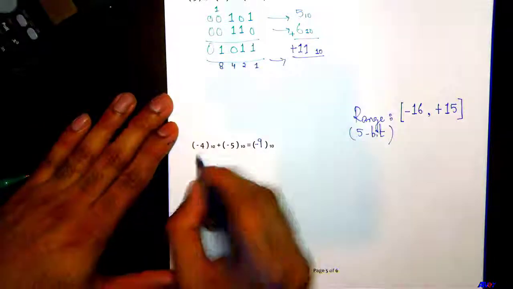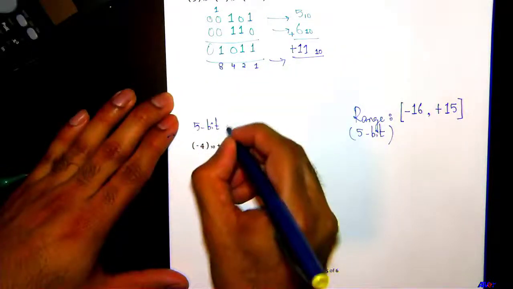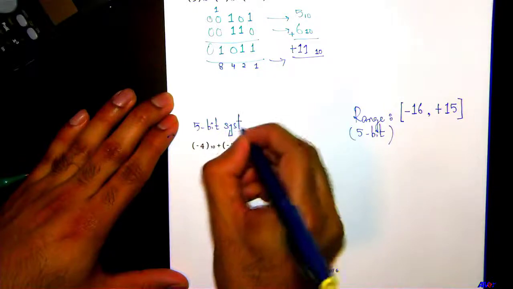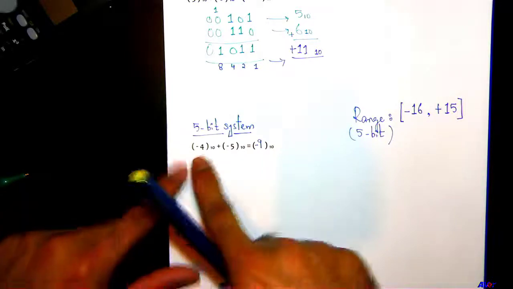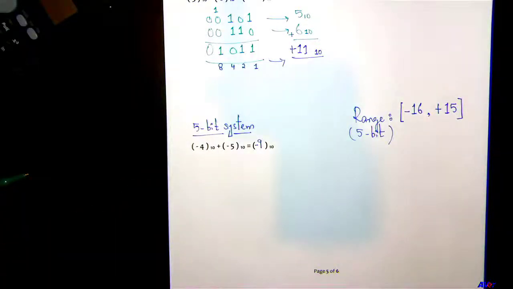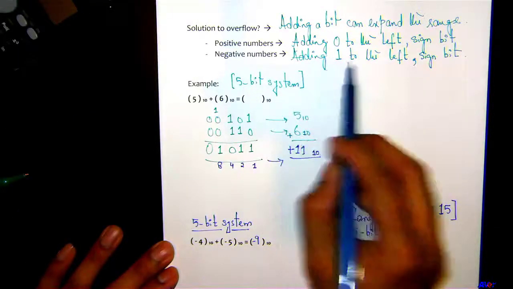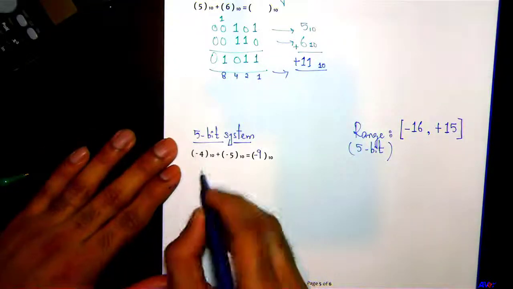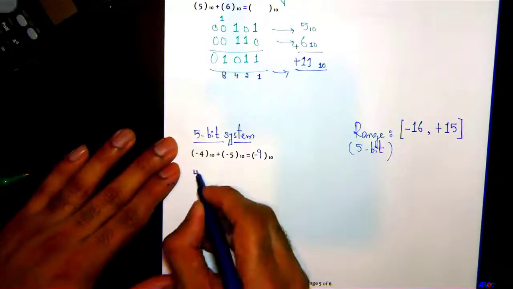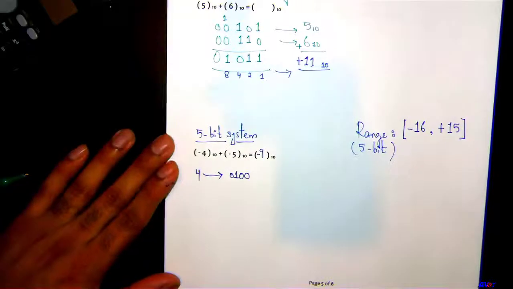Now, again, it's a 5-bit system. Okay, this is interesting how we do it. The 5th bit, which is the most significant bit on the left hand side, is going to be the sign bit, right? Remember we said for the negative numbers we are going to add 1 to the left. Okay, so let's just forget about that. What is the 4-bit code for 4? It's 0100, right? Correct? Okay, all right.